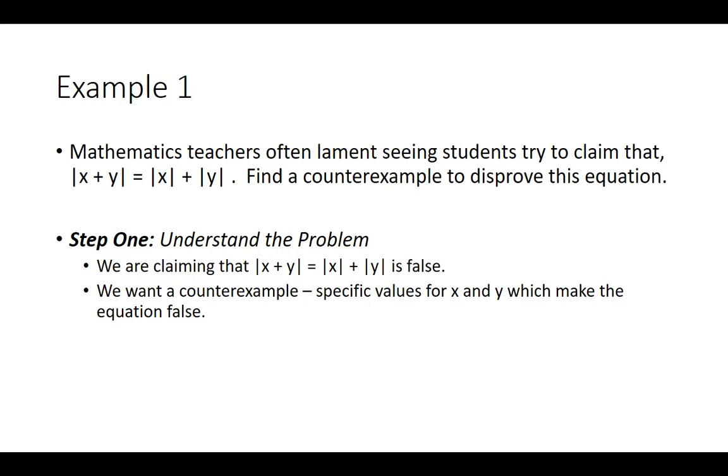Step 1, understand the problem. We're claiming that the absolute value of x plus y equals the absolute value of x plus the absolute value of y is false. We want a counterexample, specific values for x and y which make the equation false.